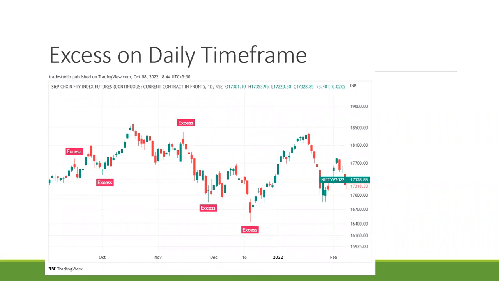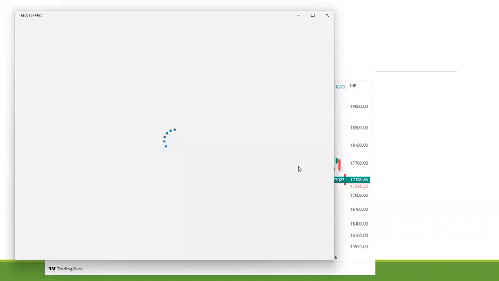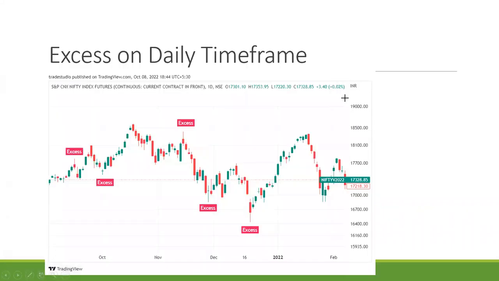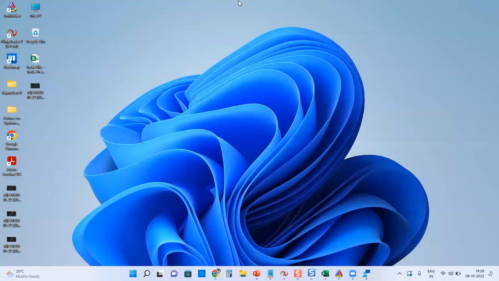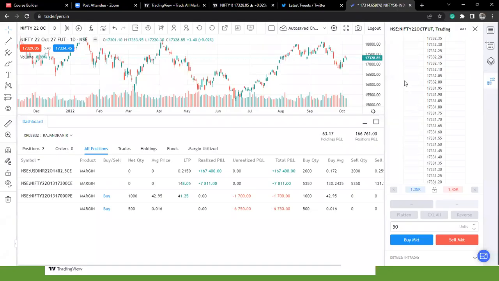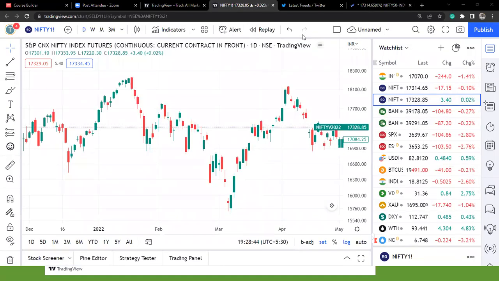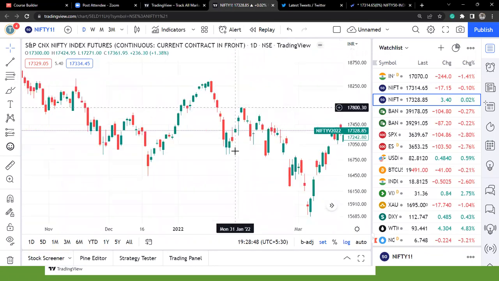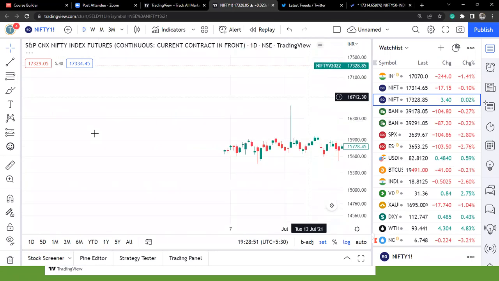Let me tell you some of the popular excess. I'll go back to the charts and then I'll show you some of the popular excess which happened in Nifty. So I'm going to open the charts of Nifty futures. So let me go and open Nifty future charts over here. Nifty futures, let me go back and tell you, you might find a lot of excess.